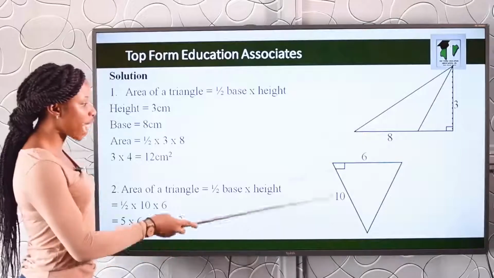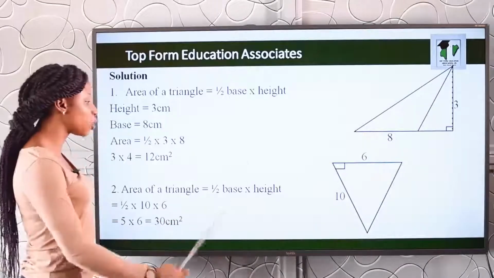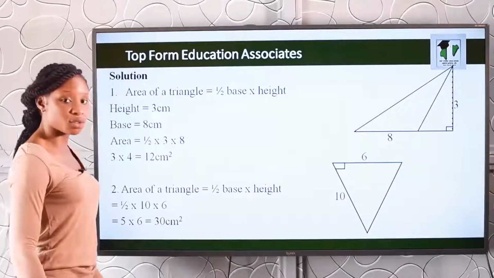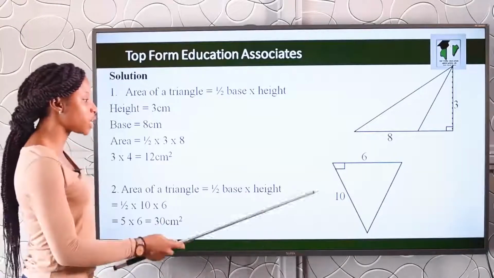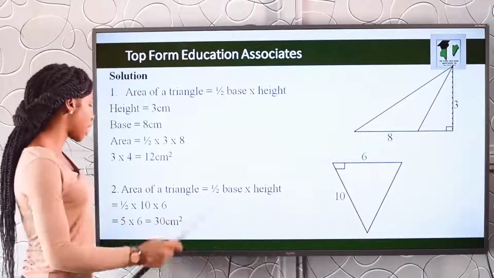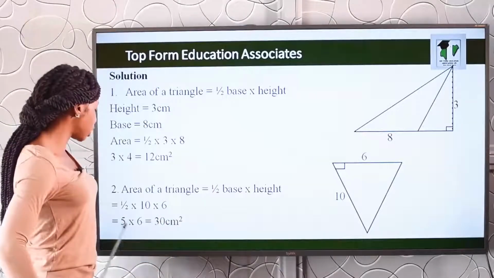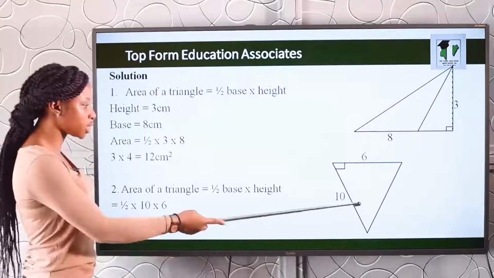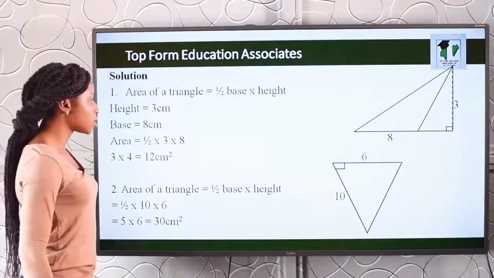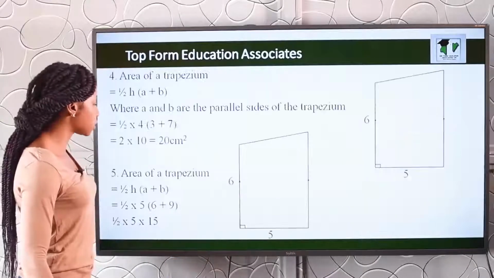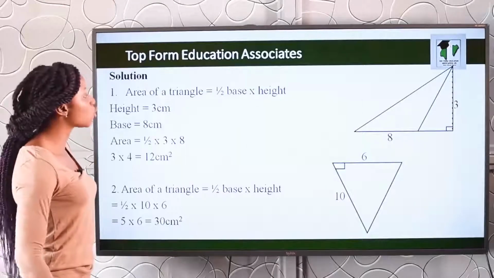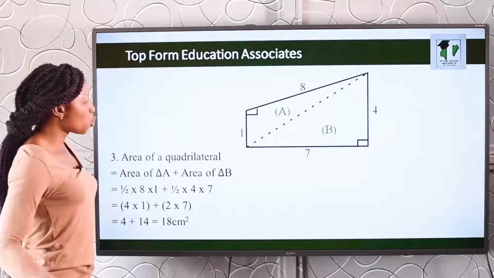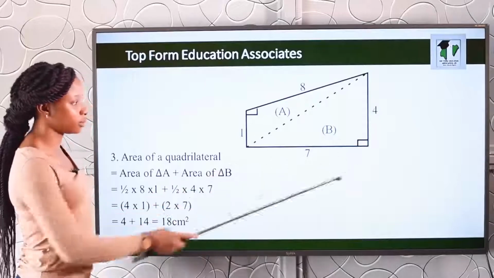Number 2, we also have another triangle here. When we're asked to look for the area of a triangle, which we've seen is half base times height, where is the base? Where is the height? This is the base. This is the height. So when we do the multiplication, we have the area of this particular triangle as 30 centimeters square.